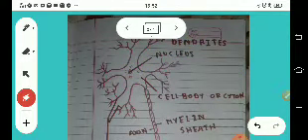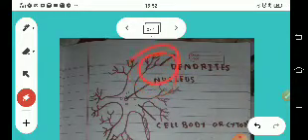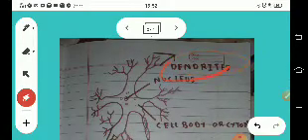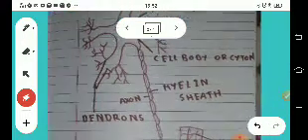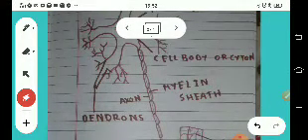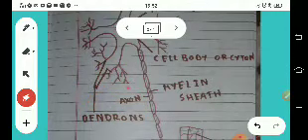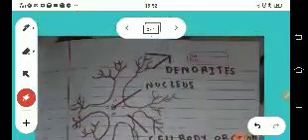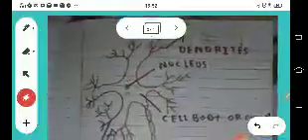Now you will see over here certain fibers. These fibers are known as dendrites. Now, how do these dendrites arise? Before the formation of dendrites, there are some small fibers known as dendrons, and dendrites are their branches. Dendrons further divide into smaller branches known as dendrites.